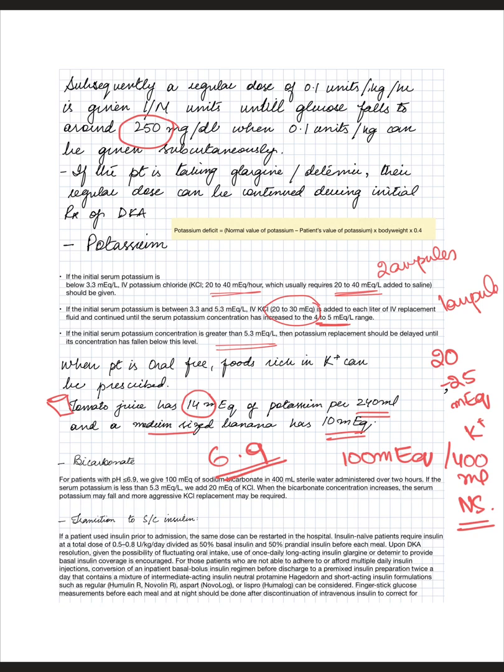Insulin naive patients who have never had insulin before require insulin at a total dose of 0.5 to 0.8 units per kg per day, divided as 50% basal and 50% prandial insulin before each meal. So, besides basal bolus regimens, we also have options for long acting insulins like glargine. That depends totally upon the patient's affordability and his commitment to use the particular insulin.